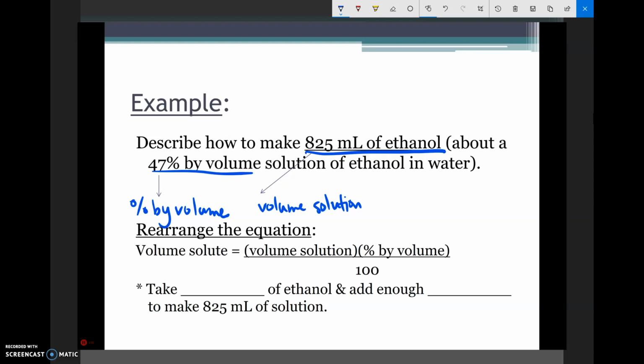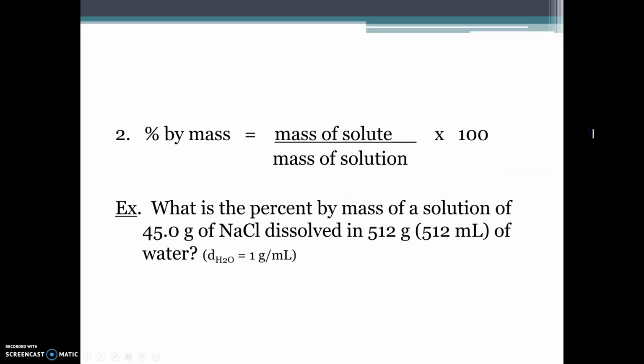Okay, so one thing you can do here is that you can rearrange the equation because the missing variable is going to be our volume of solute. So if you rearrange the equation, you get volume of solution times percent by volume divided by 100. Let's go and plug it in as well. Plug it into the equation.